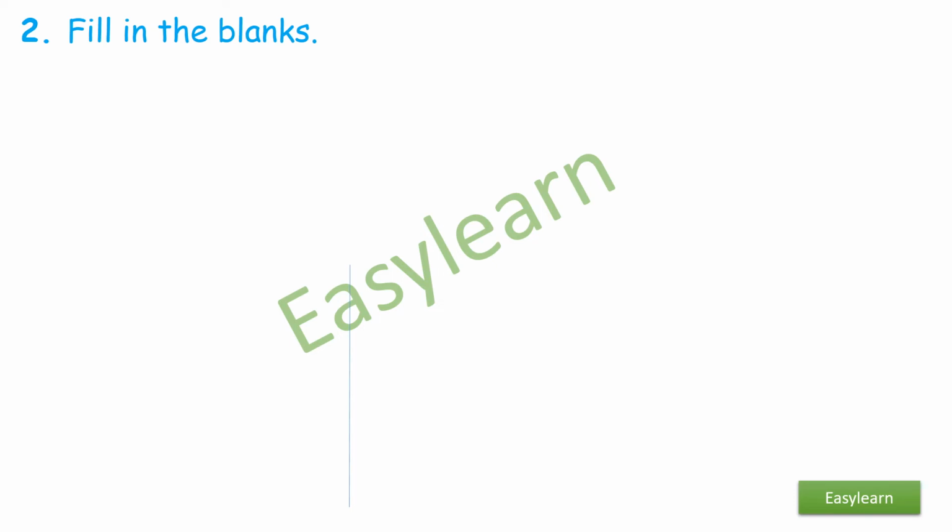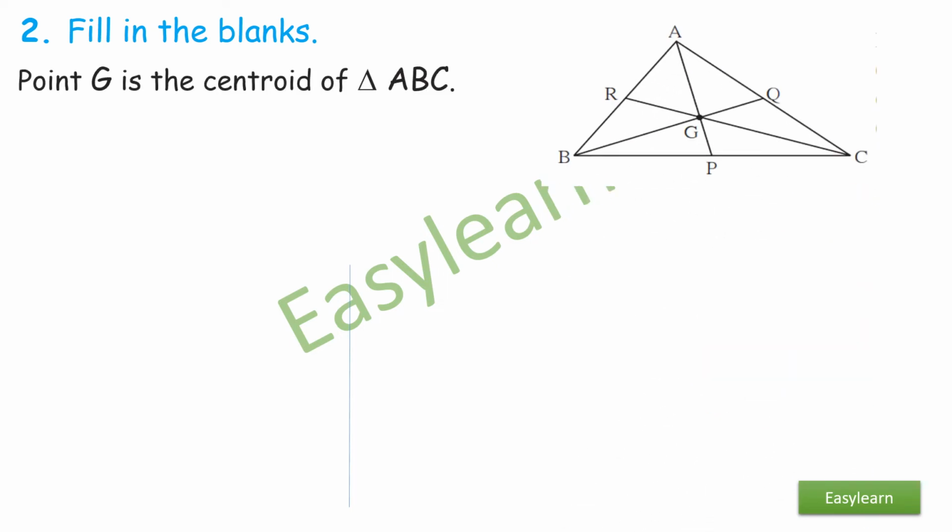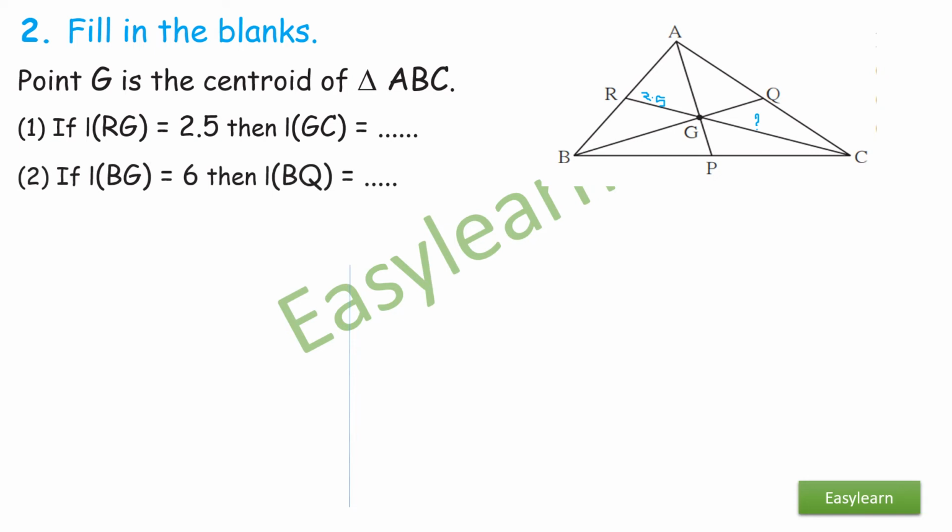Fill in the blanks. In the following diagram, triangle ABC, point G is the centroid. If G is the centroid, all are medians. If RG is 2.5, then we have to find how much is GC. Second, if BG is 6, how much is BQ, this entire BQ that we have to find.